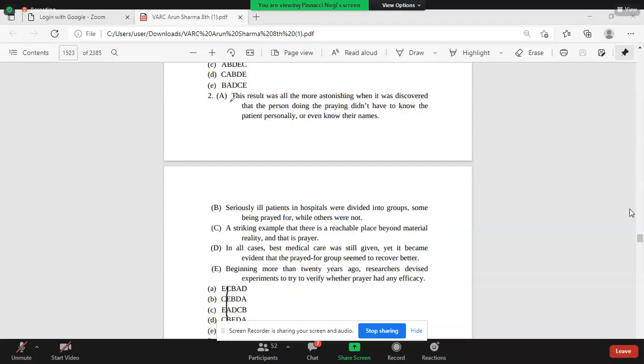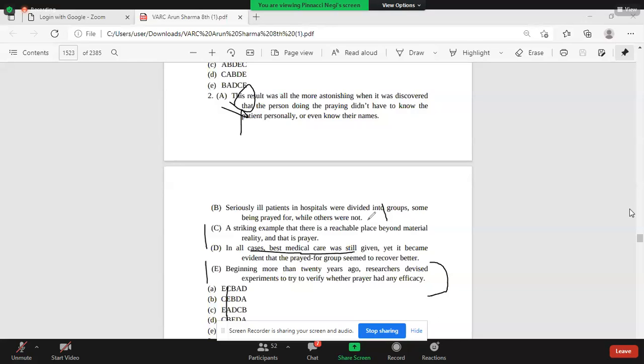A can't be your opening sentence because it says this result. Which result? The opening sentence cannot draw from any previous idea. Then if you look at C, it says a striking example. And E says, beginning more than 20 years ago, researchers devised experiments to try to verify whether prayers had an efficacy. So I'm sure most of you would begin with E, since it talks about research, and the other answer options also talk about the research. Like this, in all cases, the best medical care was given, and the ill patients were divided into two groups, and the result was more astonishing.